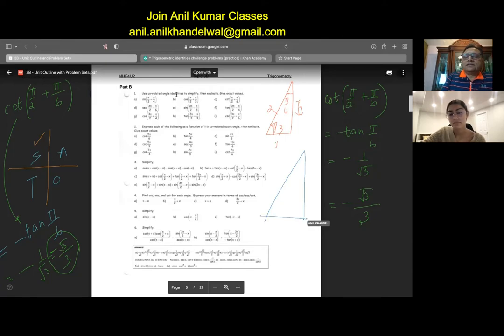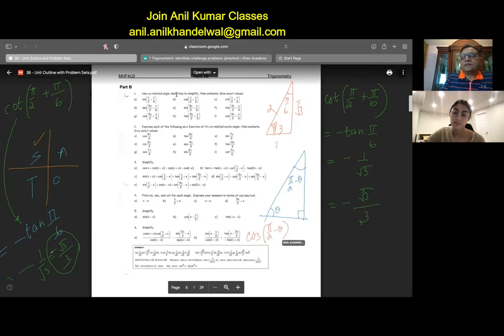Let us say this angle is theta, right? And this is 90, correct? So this angle is how much? This is pi by 2 minus theta. Is that okay? Now, what is cos of pi by 2 minus theta equal to?